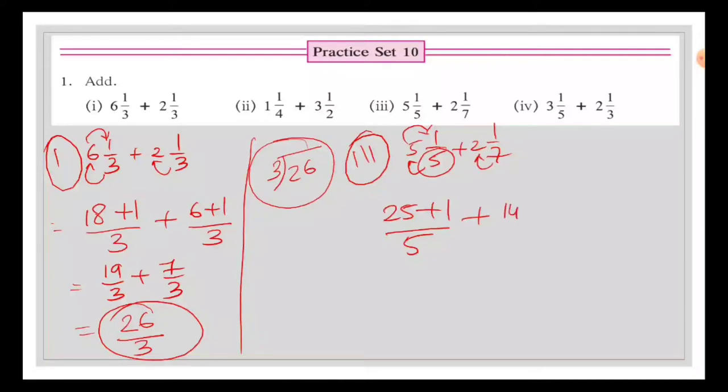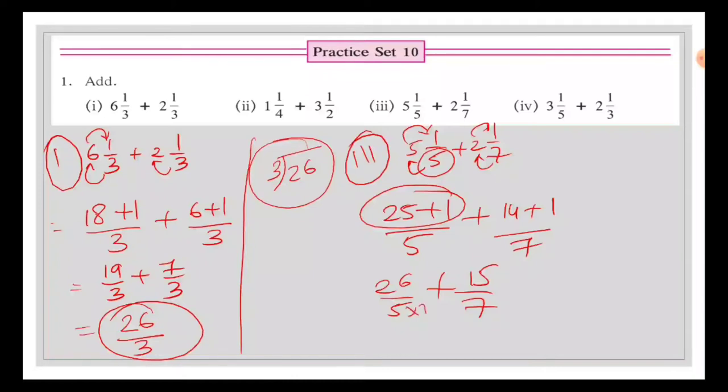Here 7 2s will be 14, plus 14 plus 1 upon 7. Now this becomes 26 upon 5 and this becomes 15 upon 7. Now we can see that our denominators are not equal, so we have to make the denominator equal. Then we will multiply this with 7 and we will multiply this with 5.